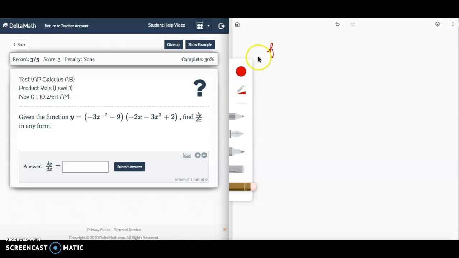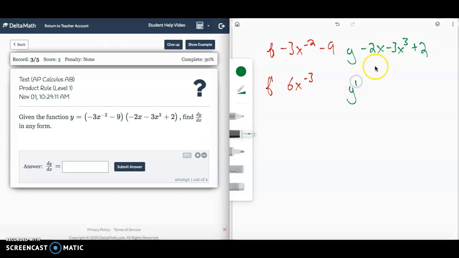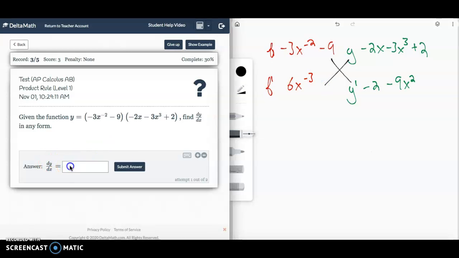So for my f function, my first piece, I have negative 3x to the negative 2 minus 9, and then for f prime, I'll have 6x to the negative 3. For g, I have negative 2x minus 3x cubed plus 2. And for g prime, I'll have negative 2 minus 9x squared. And then we do crisscross applesauce. I'm not going to bother writing this one out, so we're just going to type it in.